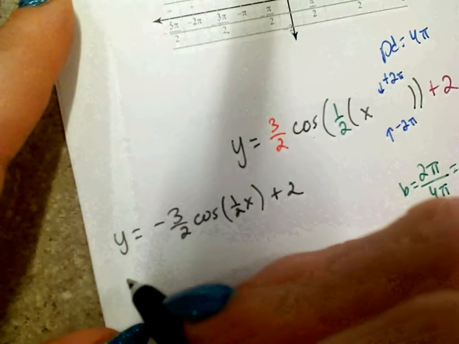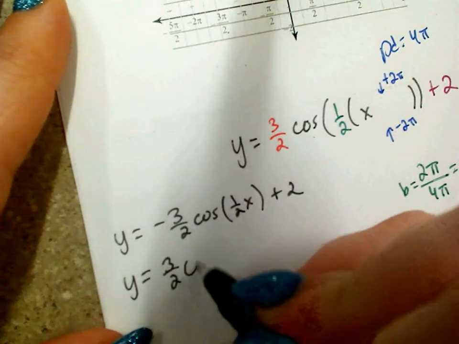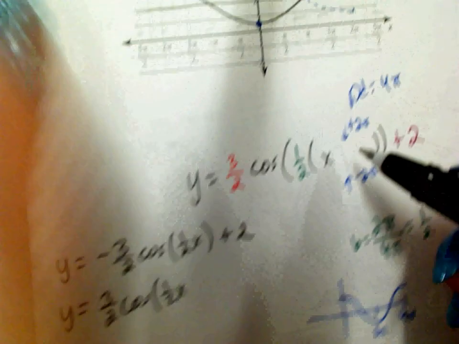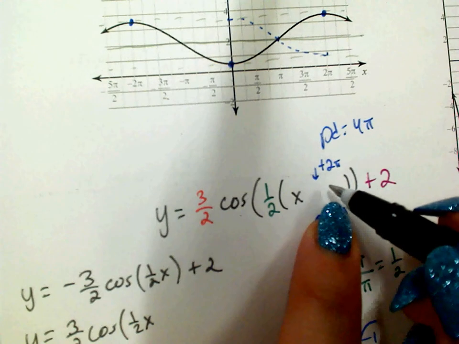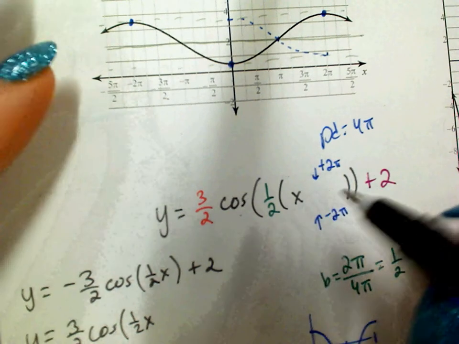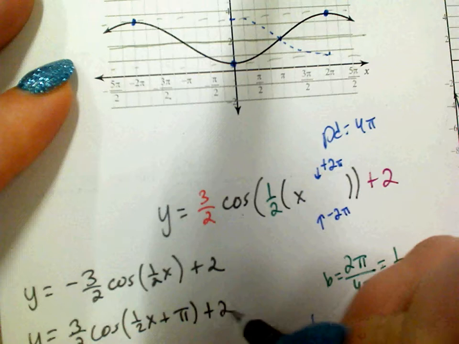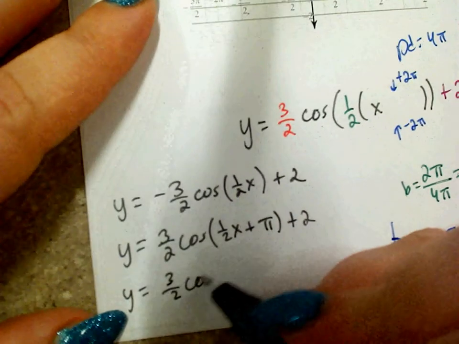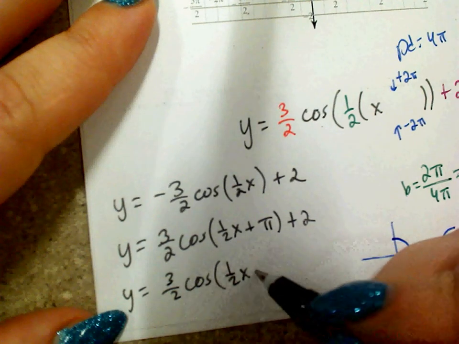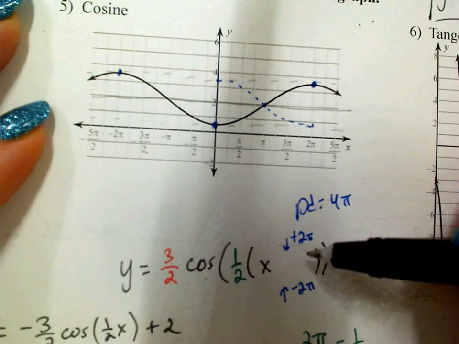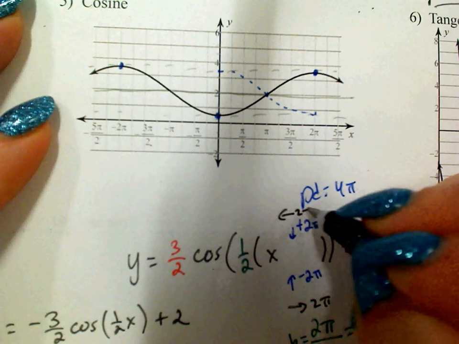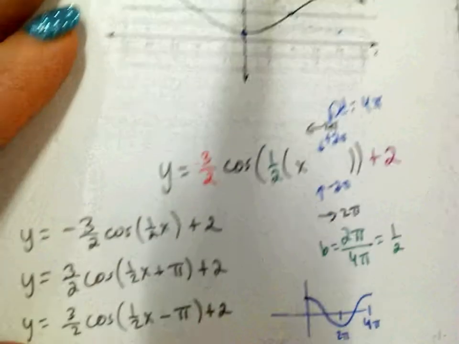So we could have 3 halves cosine of 1/2 x. If I put plus 2 pi right here, if I move to the left 2 pi, then that would be plus pi, plus 2. Or we could have y equals 3 halves cosine of 1/2 x minus pi plus 2. That's if I went to the right 2 pi, then it would be minus 2 pi. So this is going to the right 2 pi, and this is going to the left 2 pi. Either way, these are all correct.